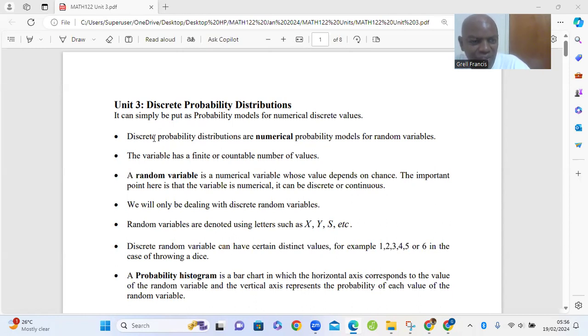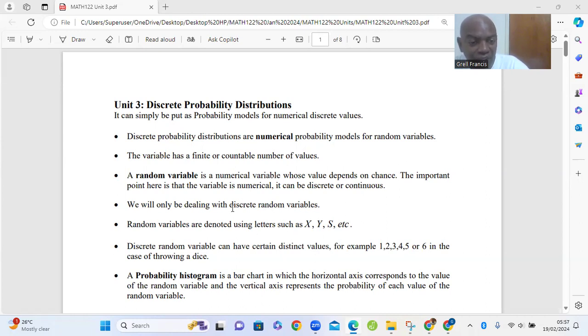So point number one is that discrete probability distributions are numerical probability models for random variables. Know the difference between the variable and random variables. The variable has a finite or countable number of values because it's discrete. That's the nature of discrete variables. And a random variable now is a numerical variable whose value depends on chance, on probability. So the value that it can assume has a probability associated to it. We'll go more into that later down.